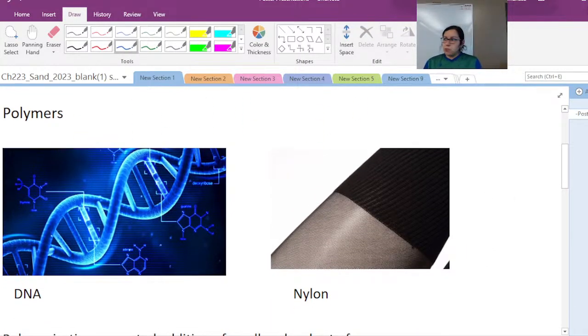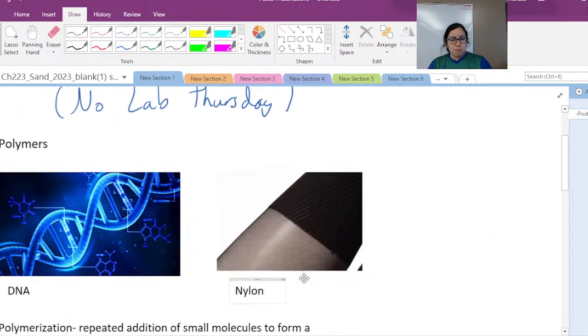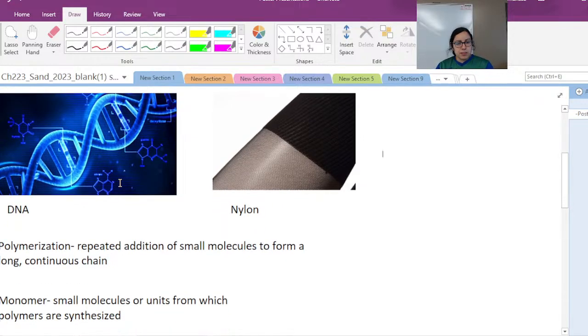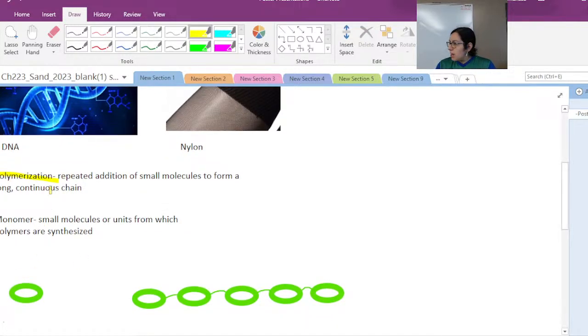And so our last chapter this week is polymers, and then a little bit of biochemistry, which does get into polymers as well. I'm going to save the demo for Thursday, but let's get into what polymers are. Polymers are the repeated addition of small molecules to form a long continuous chain, which is a polymerization reaction. And monomers are defined as the small units from which our polymers are synthesized.